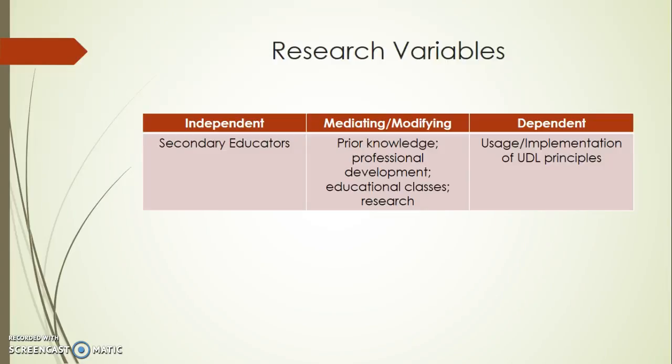Now, my independent variable for my research is secondary educators. The dependent variable, the variable that would change depending on what is affecting it, would be the usage or implementation of UDL principles. The mediating slash modifying variables are the variables that contain the criteria that will have the direct impact on the dependent variable. For secondary educators, that would include prior knowledge of UDL strategies, professional development for implementation of UDL strategies, as well as educational classes and even research.